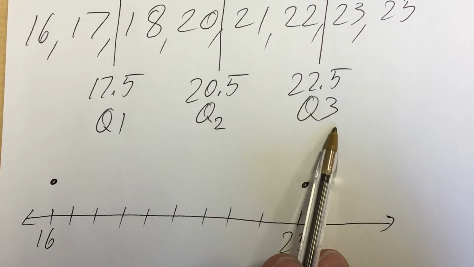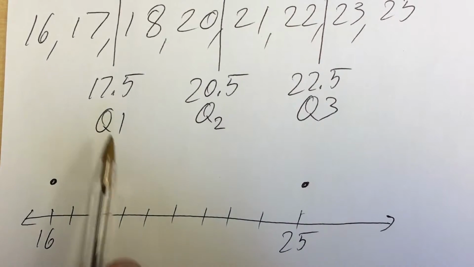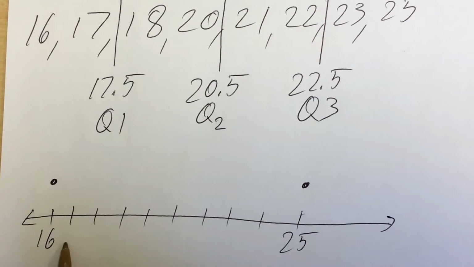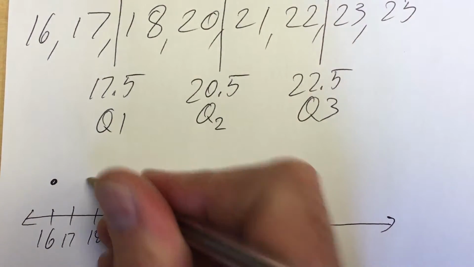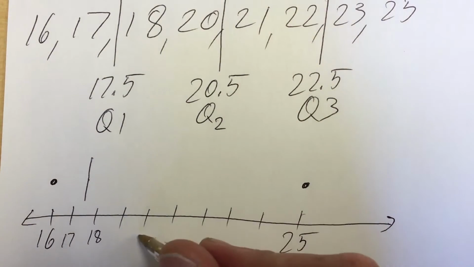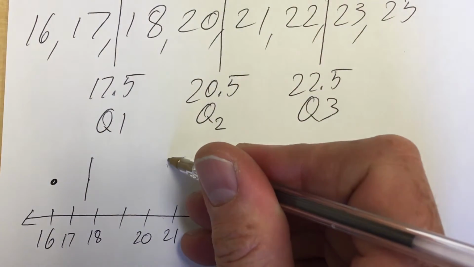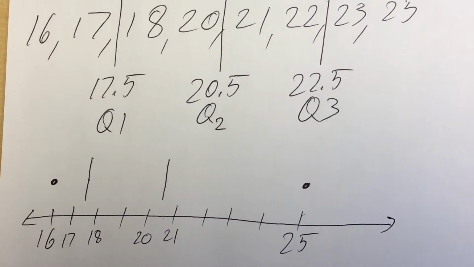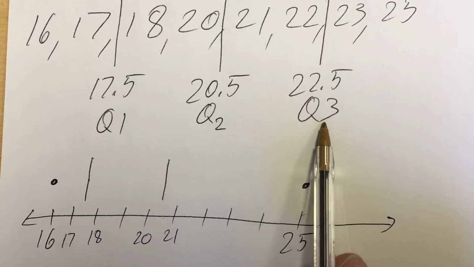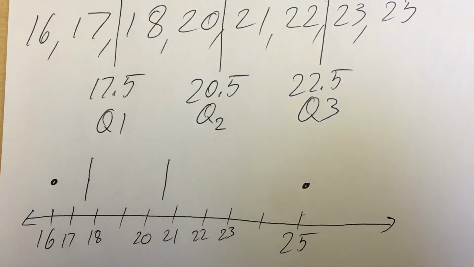Quartiles 1, 2, and 3 are represented by vertical lines, and then we can connect those to make the box. For 17.5, we count up 16, 17, and 18. Between 17 and 18 is where quartile 1 would be, and we can draw a vertical line. For 20.5, if we count up to 20, and 21 would be after that, 20.5 would be right in the middle, and that would be our quartile 2, also known as the median. And quartile 3, which is 22.5, would be between the numbers 22 and 23.